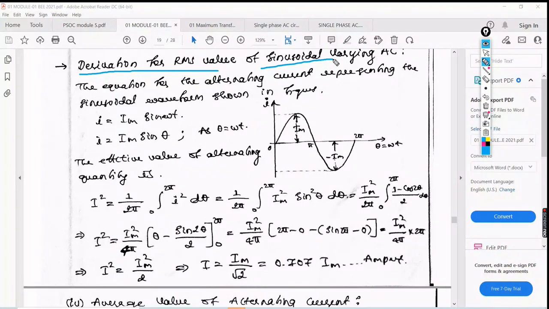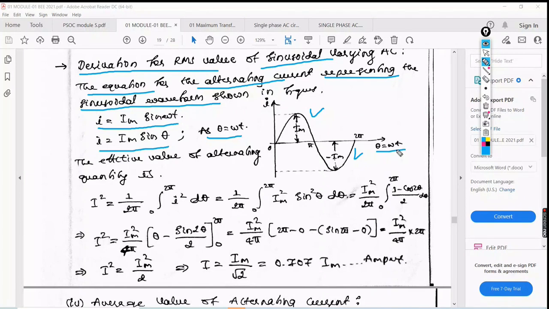You can derive with respect to the current, or with respect to the voltage. It is your wish, no restriction. But I have considered the current point of view. I have considered the equation of the alternating current represented for the sinusoidal waveform, that is i = Im sin(omega t). But I am replacing omega t by theta, so that i = Im sin theta. This is the sinusoidal varying waveform, isn't it? Theta is equal to omega t.